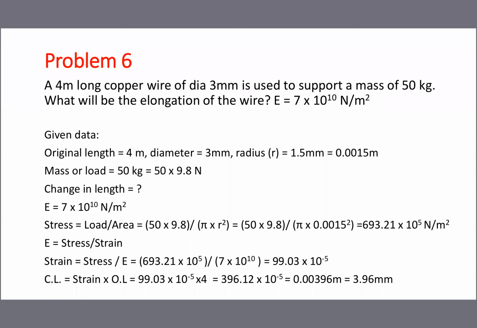But strain is not our question. Our question is change in length. Now apply the strain formula. Strain is equal to change in length divided by original length. Cross multiplying, change in length is strain into original length. Multiply the strain value we calculated with the original length, already given in meters. Finally you will get 0.00396 meter. You will get it in meters only. If you want, you can convert into millimeter.